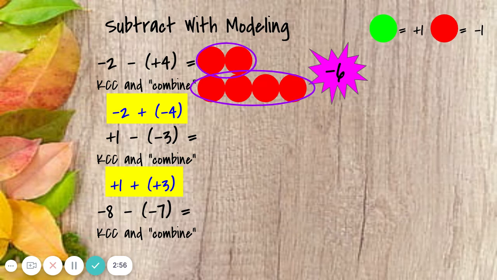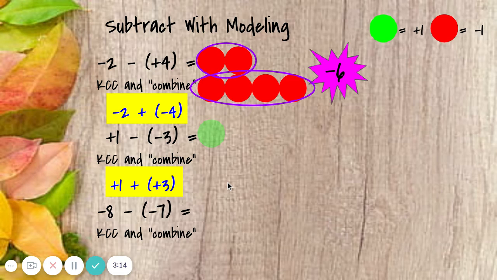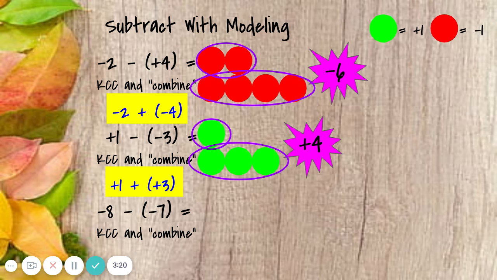This one, +1 minus -3. I'm going to change that minus to a plus, and then I'm going to have that -3 go to a +3. So now, if you look at this, it's just like a normal problem that you've always worked. I've got +1 plus +3. So that gives me 1 positive, 3 positives. Together, that gives me 4 positives. So it's +4.